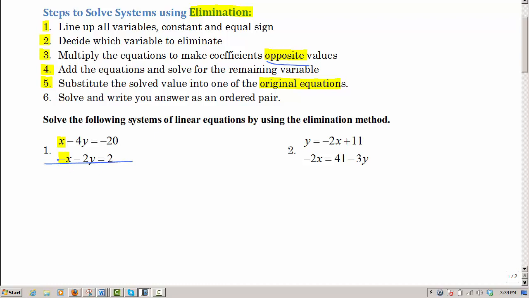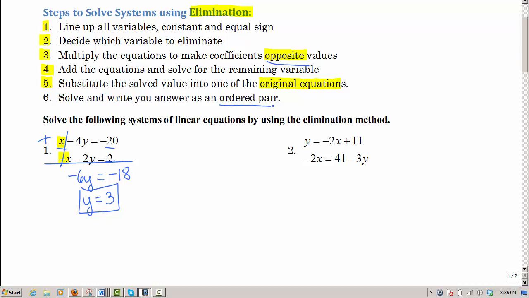So I'm going to choose to eliminate the x's because they're already a 1 and a negative 1, those opposite values. I'm just going to take these two equations and add them together vertically. x minus x is 0. I've eliminated x. Negative 4y and negative 2y is negative 6y equals negative 20 plus 2, which is negative 18. Then divide by negative 6, and poof, we've got one variable: y equals 3. Now remember, we have to have an ordered pair. We're solving for x and y. Where do these lines intersect?